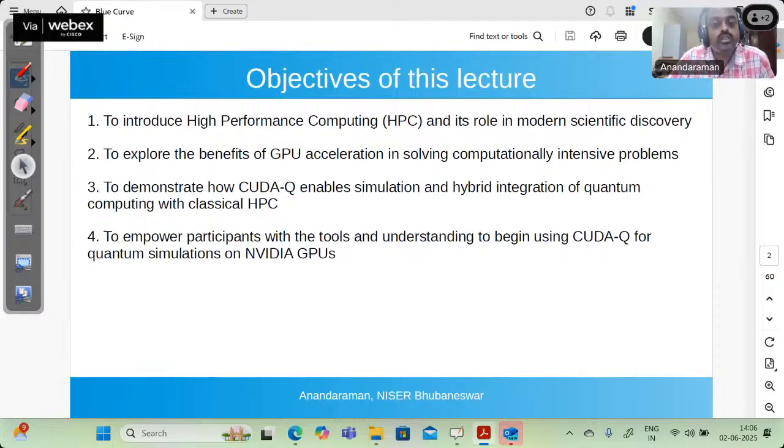So today the objective for this lecture is, first, we have to introduce HPC to the users, participants. So what is high performance computing and how it is used to accelerate scientific discovery. The second will be how GPU is integrated into HPC. Because earlier GPU was only graphical processor unit, used only for graphics applications. Now we are using it for computation also: general purpose graphical processing unit, GPGPU. Third will be how to integrate the QPU, quantum processing unit, into HPC through the platform called CUDA-Q by NVIDIA.